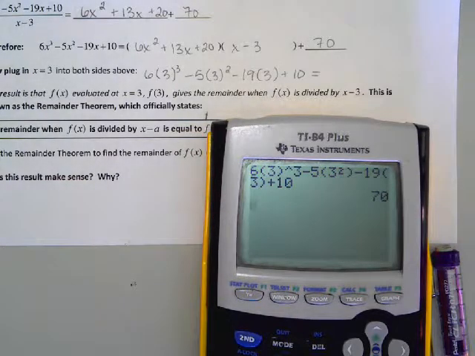So, if we divided by x minus 3, we ended up with a remainder of 70. If we plug f of 3, so if we plug 3 into our polynomial, we should get that remainder. Is that just how you check that you got the right remainder? Yes, that's how you check that you got the right remainder, and that is the whole of the remainder theorem.